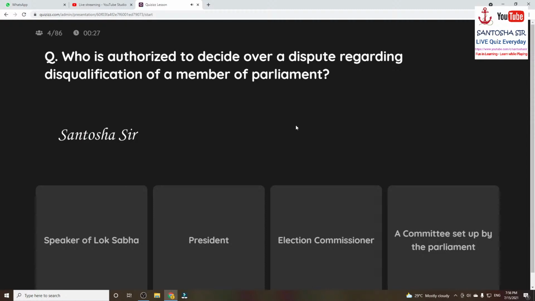Who is authorized to decide over a dispute regarding disqualification of a member of parliament? Speaker of Lok Sabha, President, Election Commissioner, a committee set up by the parliament.